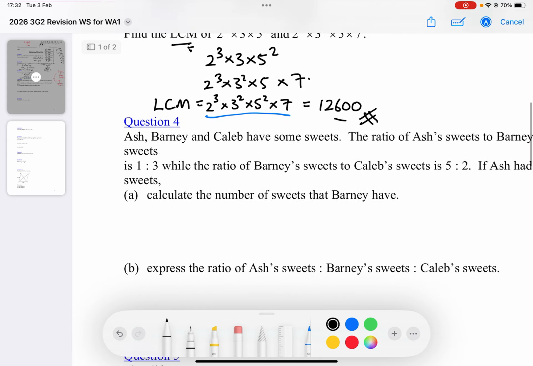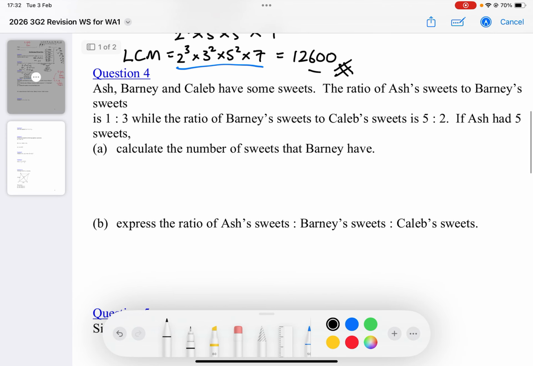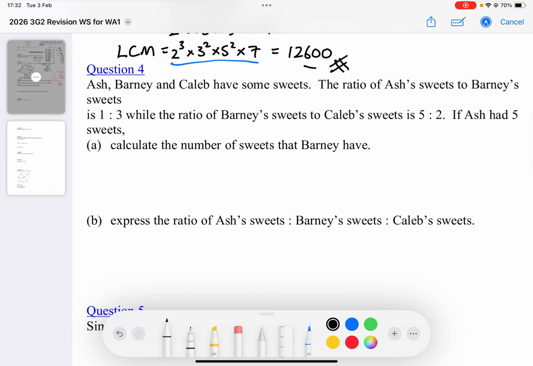Okay, question 4 is on ratio. Ash, Barney and Caleb have some sweets. Ratio of Ash to Barney is 1:3. Then they also tell me Barney to Caleb is 5:2. Now the next line, if Ash had 5 sweets, calculate the number of sweets that Barney have. Now this ratio is in the simplest form, 1:3.